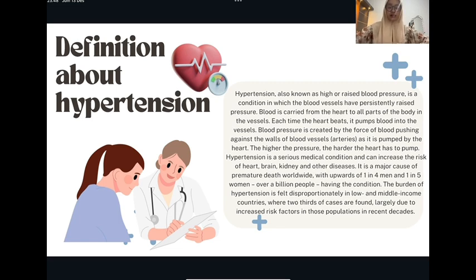Next is the definition of hypertension. Hypertension, also known as high or raised blood pressure, is a condition in which the blood vessels have persistently raised pressure. Blood is carried from the heart to all parts of the body in the vessels. Each time the heart beats, it pumps blood into the vessels, and blood pressure is created by the force of blood pushing against the wall of the blood vessel, the artery, as it is pumped by the heart. The higher the pressure, the harder the heart has to pump.